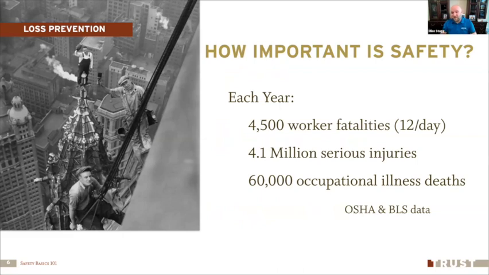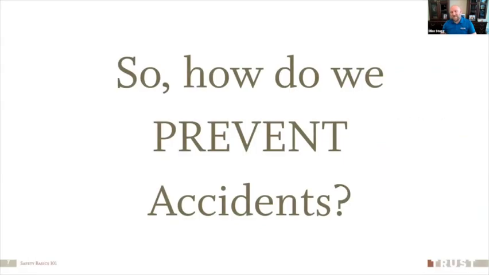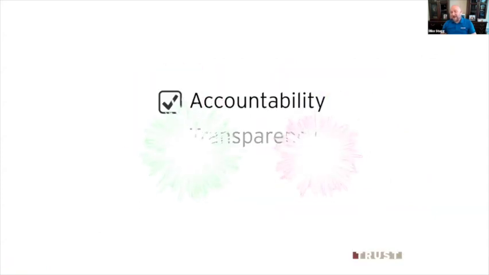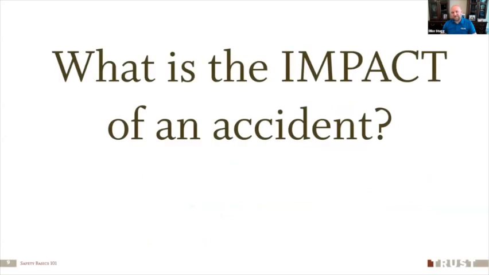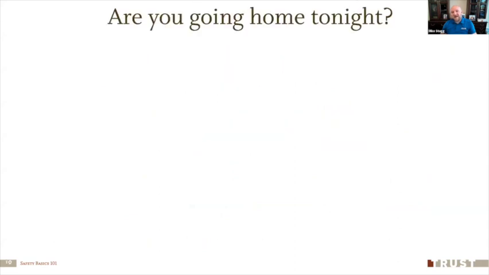That's why it's important that we go back to the basics, and think about how we prevent accidents. I really think it's these three things: accountability, transparency, and awareness. We'll talk about each of these as we go through today, and what each of them means in the basics of safety. Because what is the impact of an accident? If you get hurt, or a teammate or your friend gets hurt, the person working right next to you, what is the impact of that accident?